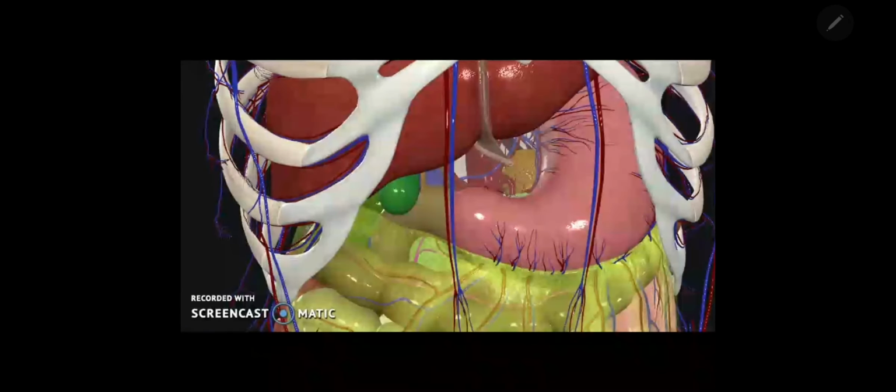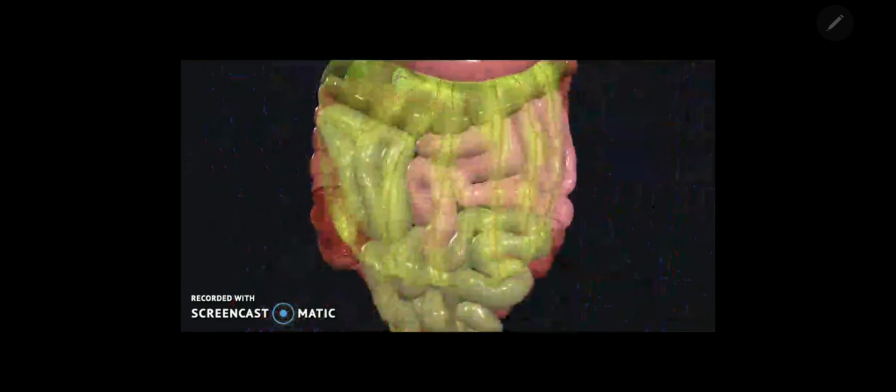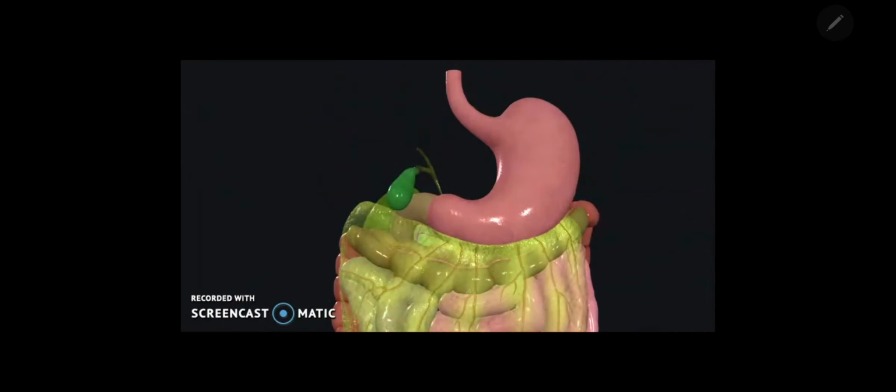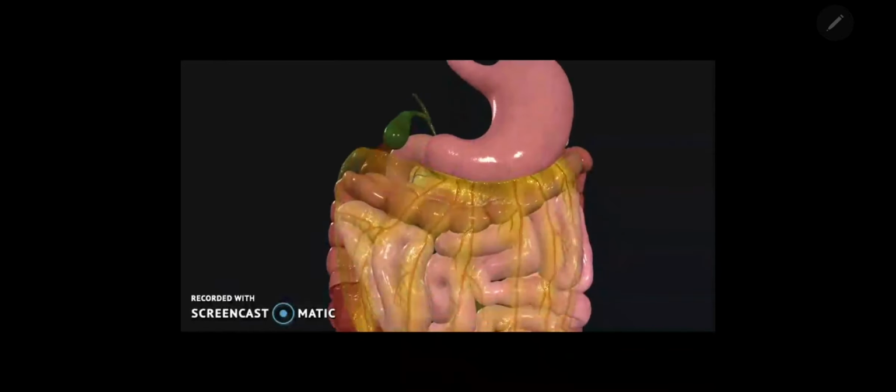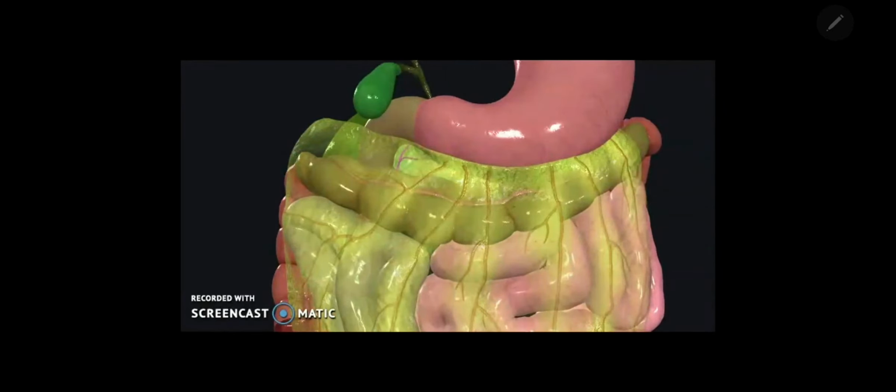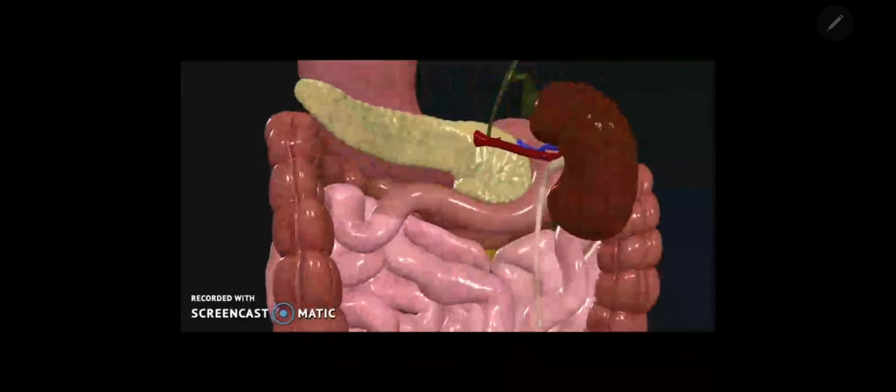So coming to the animation here, let us see what is related to the second part of the duodenum. You can see there the greater omentum and transverse colon hide the duodenum, whereas liver and gallbladder hide the first part of the duodenum. The remainder of the duodenum is under cover of the greater omentum and transverse colon. Once you open the abdomen, you don't see the duodenum because it is a retroperitoneal structure.